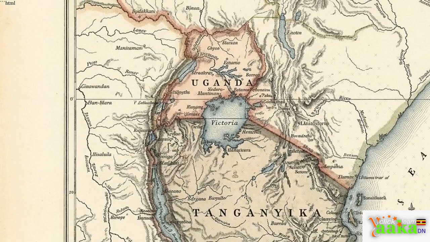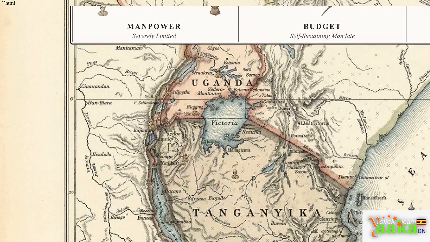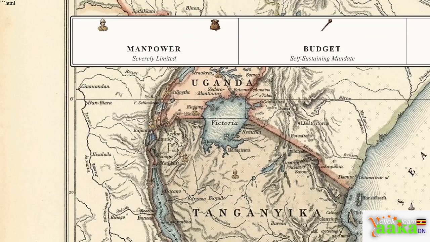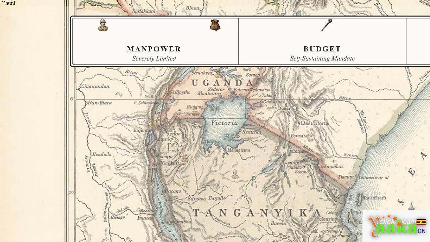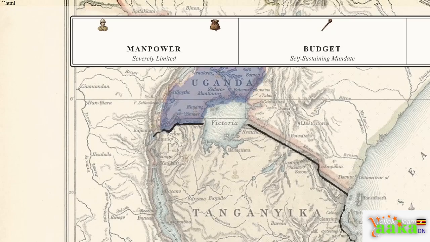When European powers claimed East Africa in the 1890s, they lacked the resources to actually govern it. They had to manage millions of people across vast territories with almost no European manpower, virtually zero financial budget, and a total lack of local language fluency. To bridge this gap, the colonizers devised two very different solutions.